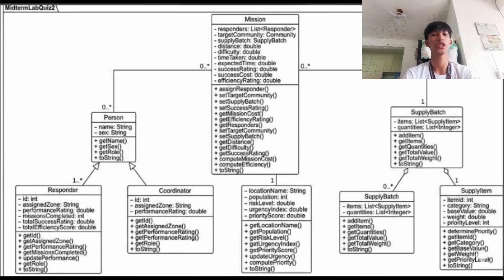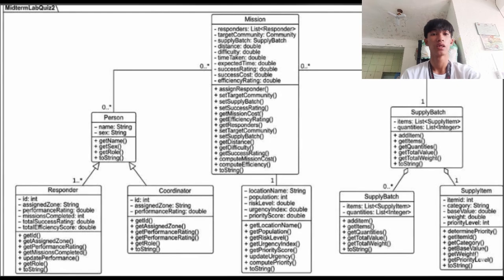Then the association, which is the simple solid line, mission to community and mission to responder. So this shows connection between independent objects. The mission keeps track of each community it is helping and each responder working on it. Then the multiplicity, which is 1 to 0..many: one mission can have many responders. Then 1 to 1, which is one mission is usually assigned to exactly one community. And 1 to many, so one supply batch must contain at least one or more supply items.